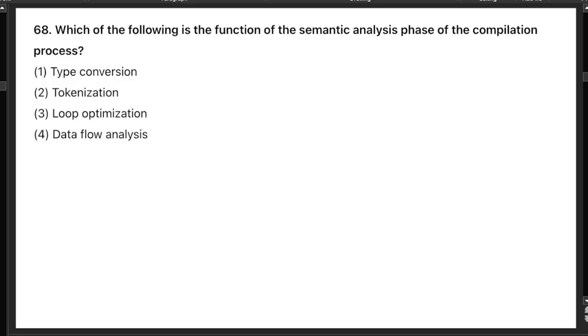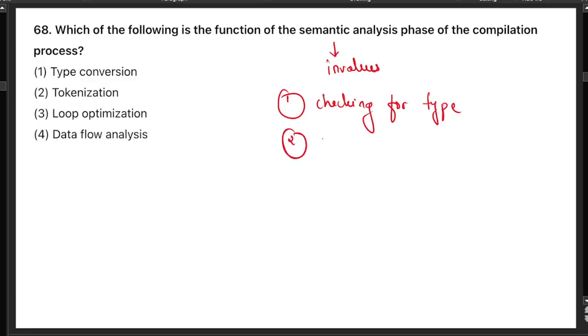And I'll tell you what this phase involves. First is checking for type. Second, it checks for consistency. Third is scope resolution.